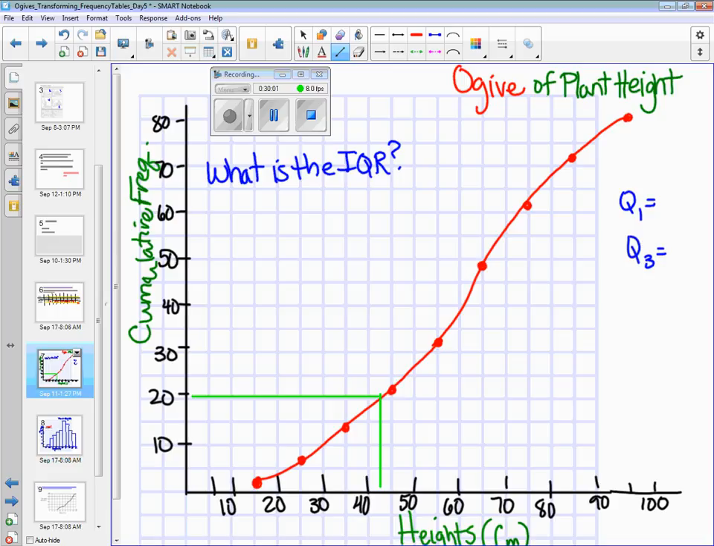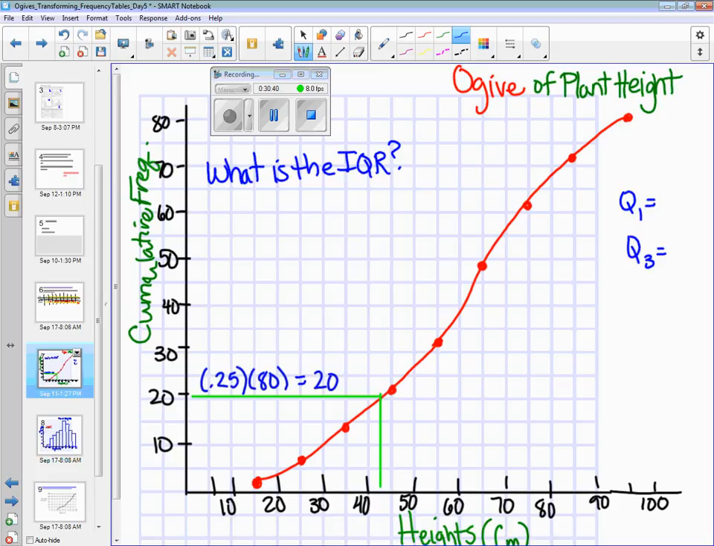That green part of the graph, or it's not really part of the graph, it's what we're using to find the percentile. Question? Why did I go from 20? Because the first quartile is 25% of 80. 80 was the total, right? 25% for quartile 1 is 20, so I started at 20 here. If this was already in percentages, I would just go to 25%, but I have to find the 25% first.